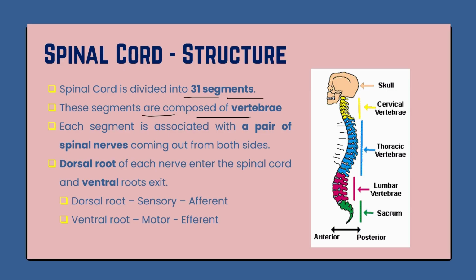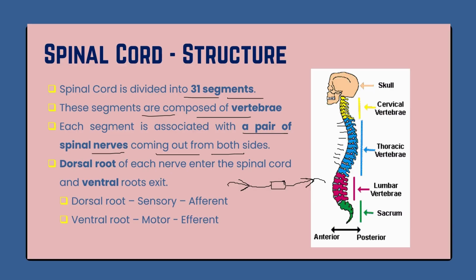Each segment is associated with a pair of spinal nerves coming out from both sides. So if this is a vertebra, there will be a pair of nerves coming out from both sides. The dorsal root of each nerve enters the spinal cord. This one enters the spinal cord. The ventral root exits, comes out of the spinal cord.